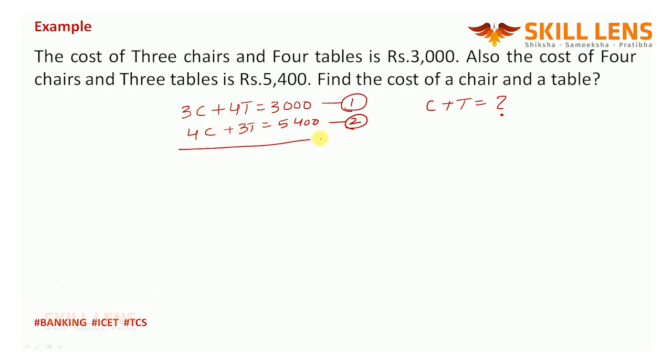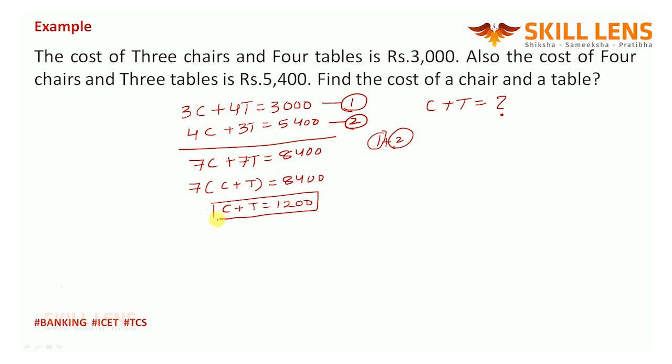Guys, instead of doing that, why don't you add 1 plus 2? If you add equation 1 and equation 2, then it's going to be 7C plus 7T, which is equal to 8400. If I take 7 as common, it's going to be C plus T, which is equal to 8400 by 7. I can say that's going to be 1200. The cost of chair and table is going to be 1200. See, what you want is important.